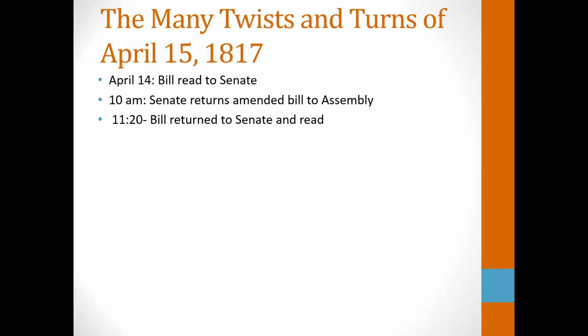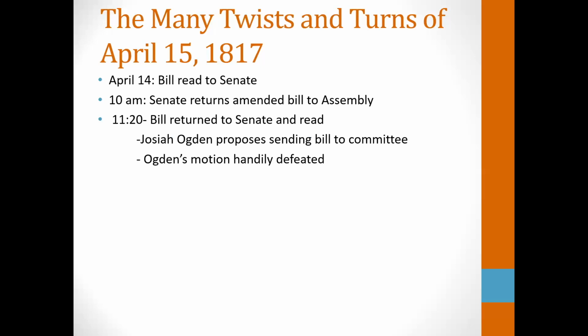Josiah Ogden rises and suggests sending the bill to committee. A committee has never done anything in a speedy fashion, right? So everyone realizes that's an attempt to just kill the bill outright. But he is handily defeated and kind of shouted down in the state Senate. The Senate had made a few amendments, or the Assembly made some amendments, and the Senate approved those amendments and sent it back to the Assembly to kind of rubber stamp it, seemingly.